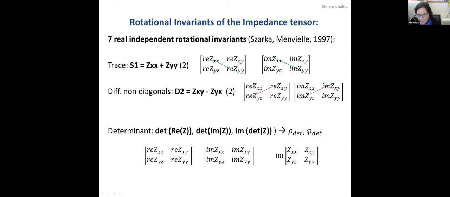From the determinant, we could find four invariants, but only 3 of them are independent. So the most usually chosen ones are the determinant of the real part, the determinant of the imaginary part, and the imaginary part of the full determinant. From this, it's very common also to calculate the determinant resistivity and the determinant phase, which can give us an average of how the structures we're measuring look, without making any assumption on the directionality or the dimensionality.